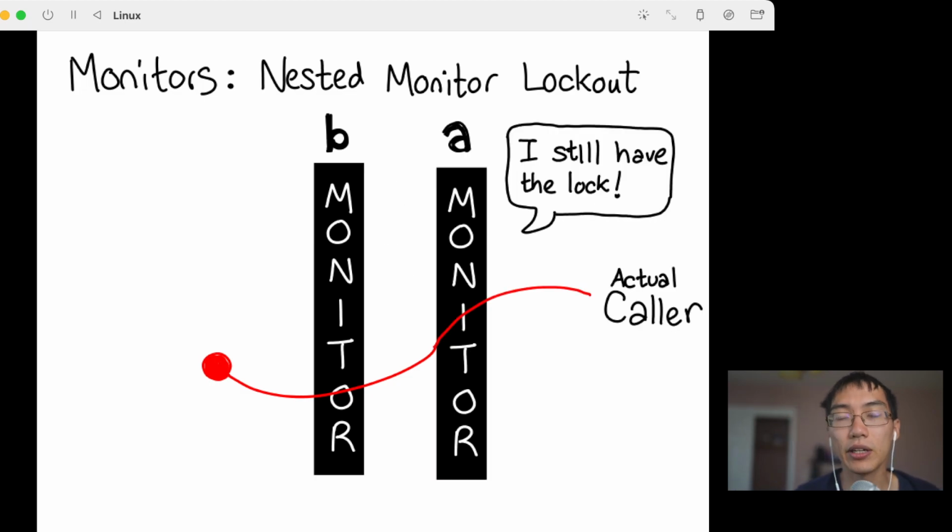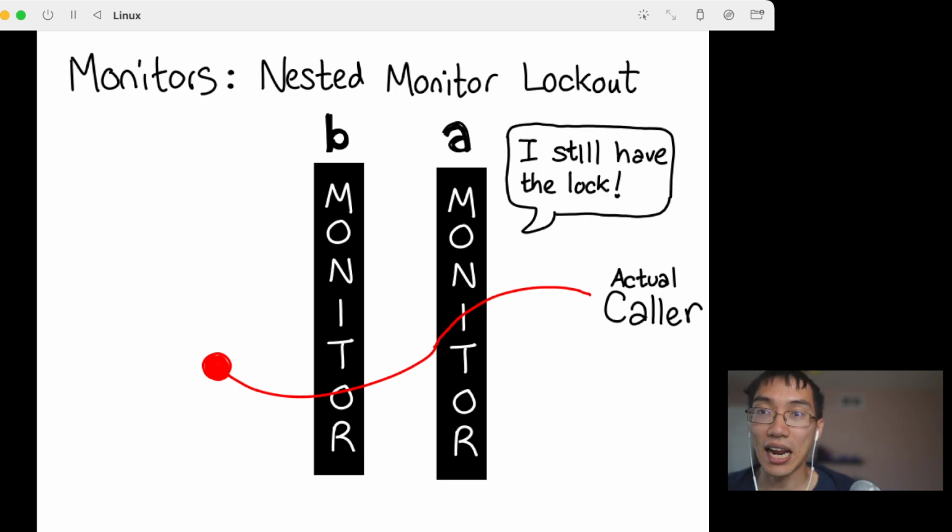But what's going on here is there are actually two levels of monitors. And Java opted for a very simple implementation of wait. All wait does is release the lock on the object that you called wait on. And so in this situation where I had taken out a lock on A first, before I started calling into methods for B, B knows nothing about A.